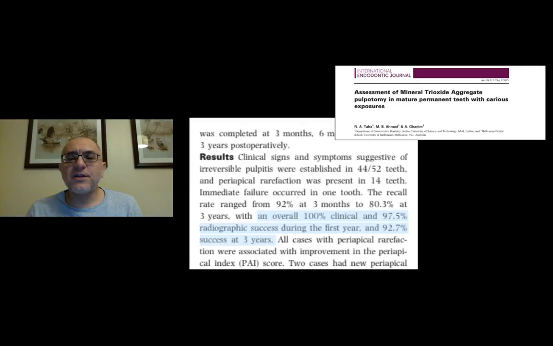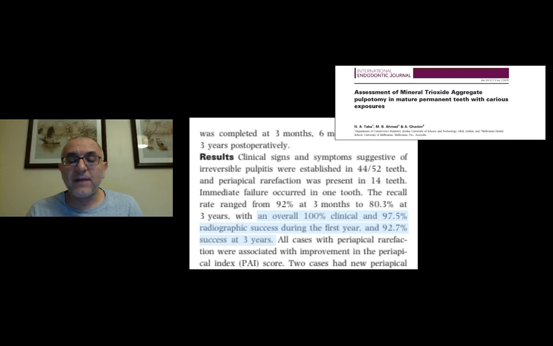This is another research done by Nisreen Taha, the group in Jordan, and they assessed mineral trioxide aggregate with pulpotomies in mature teeth with carious exposures. Now, we're not talking about non-carious exposures, we're talking about probably infected pulp. And in this study, they evaluated for 3 years. Clinically, they had a success rate of 97.5%, and radiographically 92.7%.